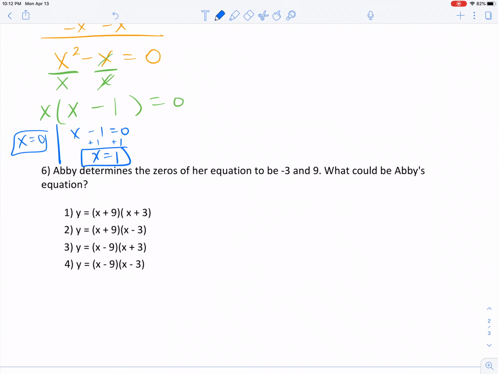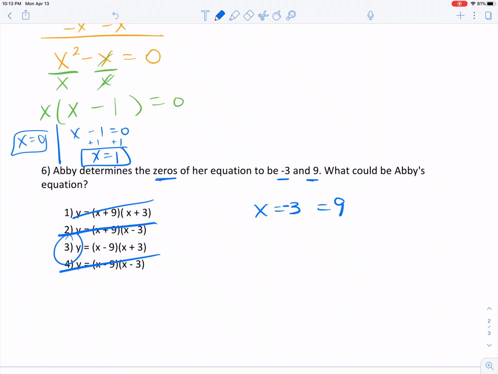And lastly, a multiple choice question. These are the zeros, x equals negative 3 and x equals positive 9. That means negative 3 is not going to be one of the factors. And if a solution's positive 9, that eliminates choice 1 because positive 9 is not going to be one of the factors, leaving us with just one choice.